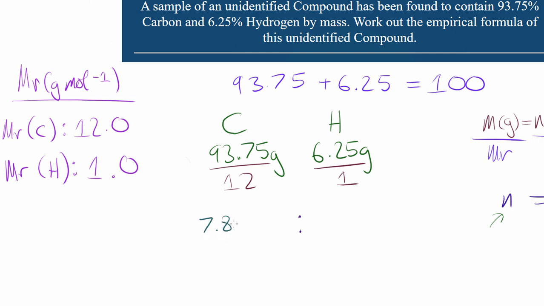This gives 7.8125. And obviously we don't really need a calculator for this, so it's just going to give us, no wait, it's not going to give us 1. I said we don't need a calculator, but the answer I wrote is going to be 6.25, right? Not 1.